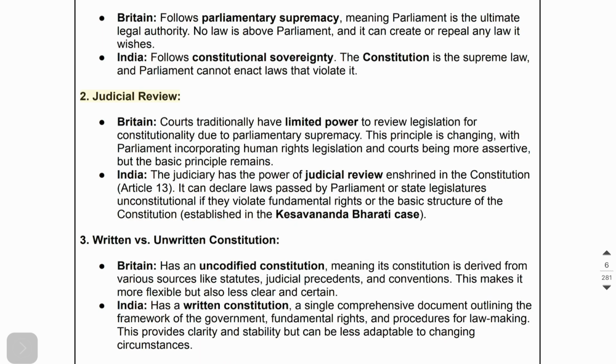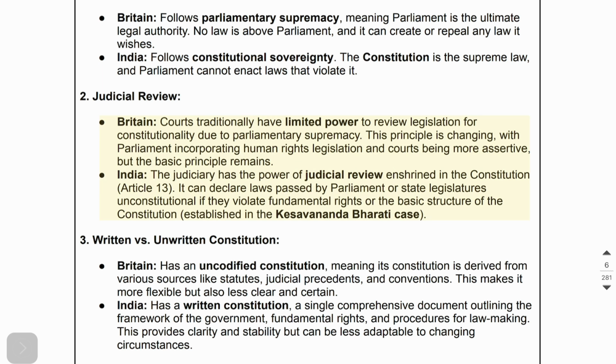2. Judicial review. Britain. Courts traditionally have limited power to review legislation for constitutionality due to parliamentary supremacy. This principle is changing, with Parliament incorporating human rights legislation and courts being more assertive. But the basic principle remains.